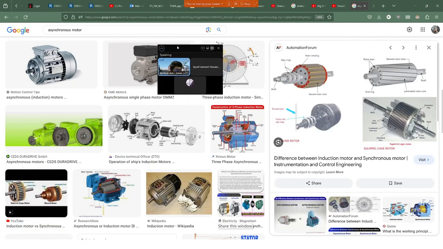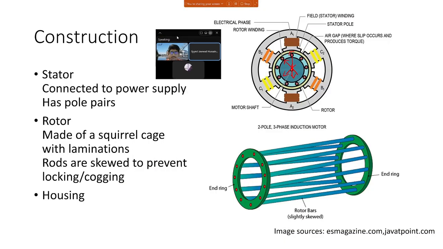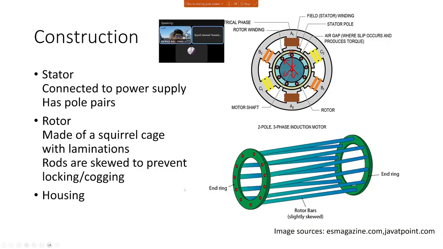Okay, here. What you are seeing, these skewed things, are the rotor rods that we saw previously, and you can see the gaps are filled. If you zoom in, you will see that they are actually made of many laminated plates. This is made to avoid eddy currents. Eddy currents create losses because current is induced within these plates, which we don't want. And then you have the housing which is holding everything.